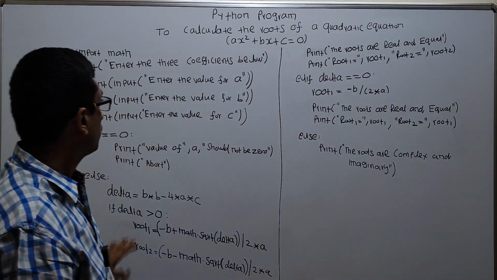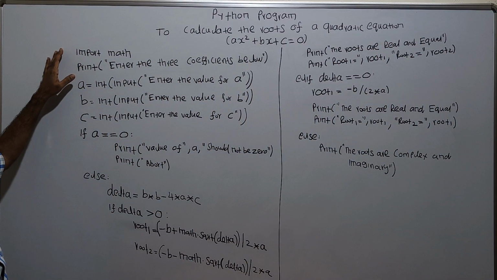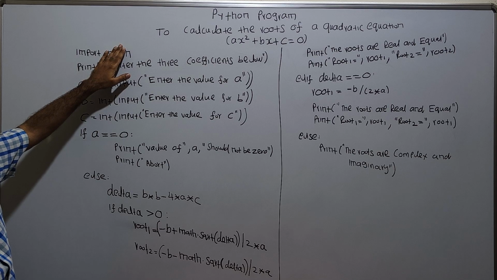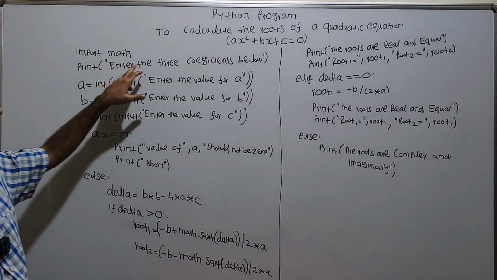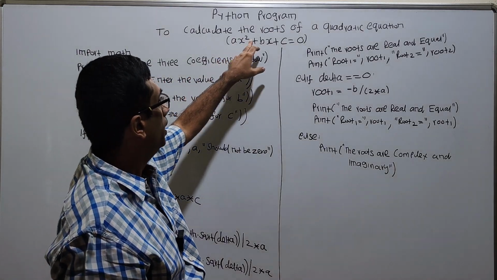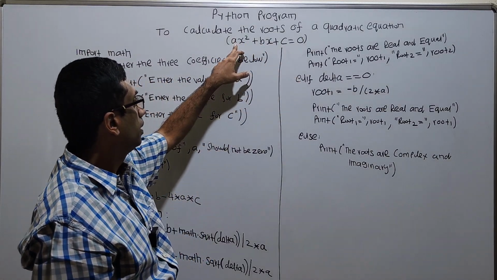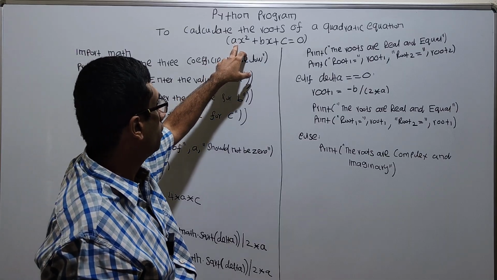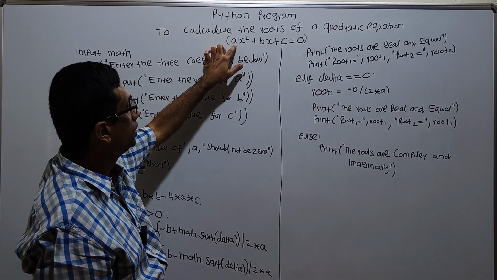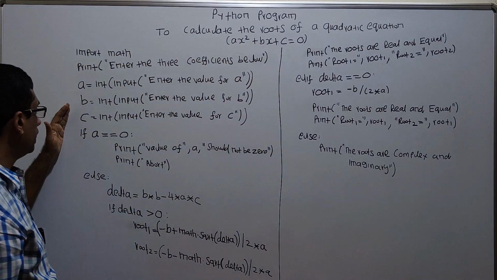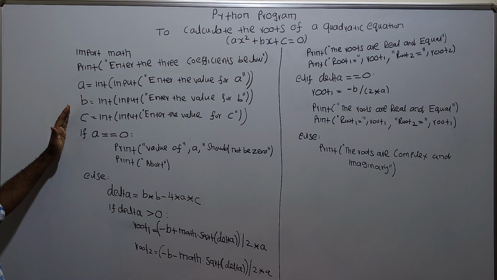So this is the program. First I am importing the math module from Python to calculate the square root. I ask the user to enter the three coefficients a, b and c, because the quadratic equation is in the form of ax square plus bx plus c equal to 0. I am storing them in the variables a, b and c.